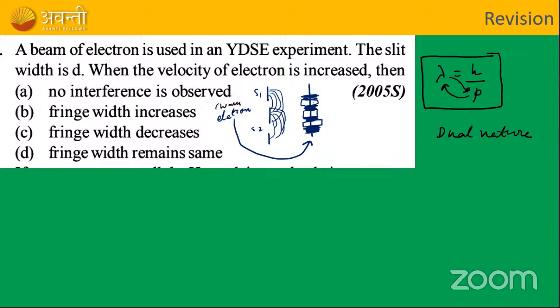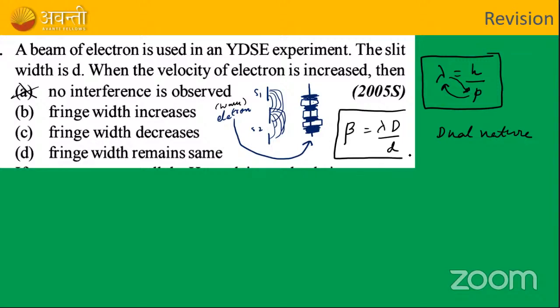And when I use the electron as a wave, it also gives me an interference pattern. The options are: no interference pattern is observed. No, this is not true because we get an interference pattern. Fringe width increases, fringe width remains constant, fringe width decreases. Those are the three options. All of them are asking about fringe width, and we know that fringe width is equal to lambda D by d. So this is the formula for fringe width.